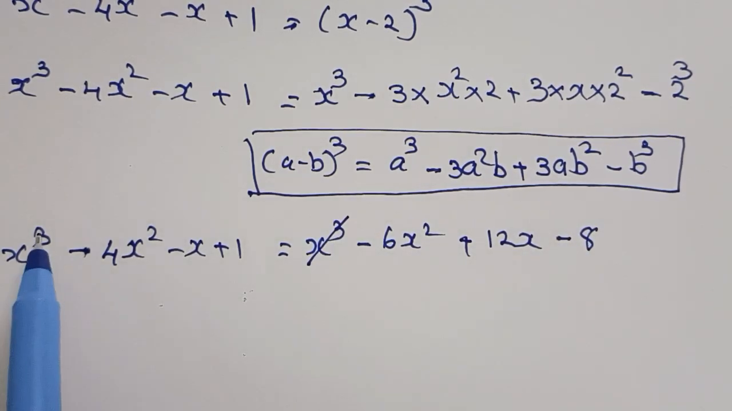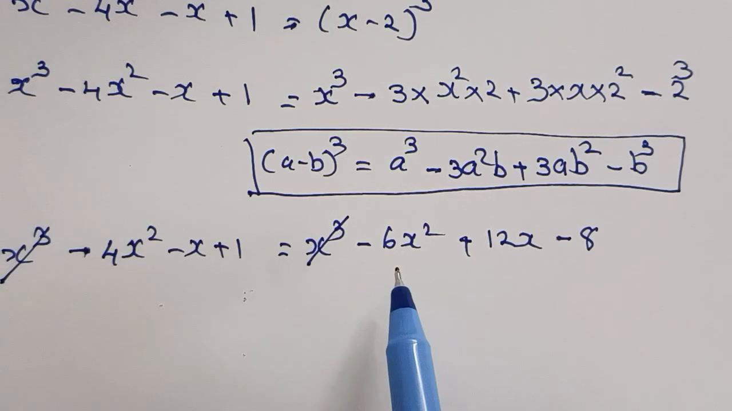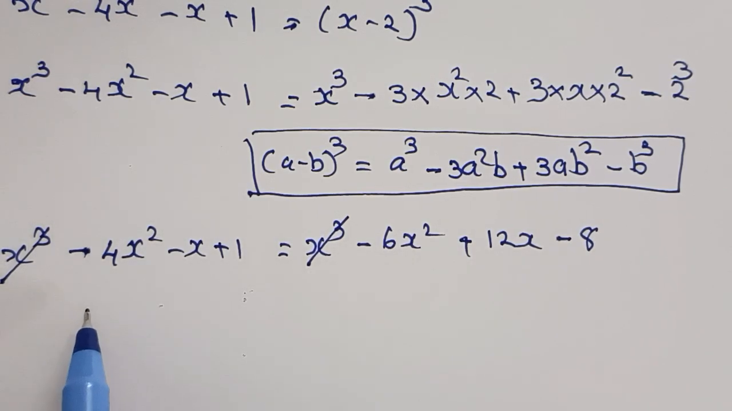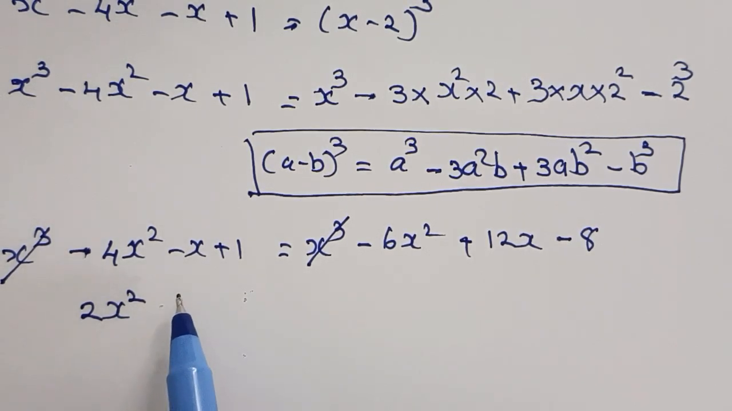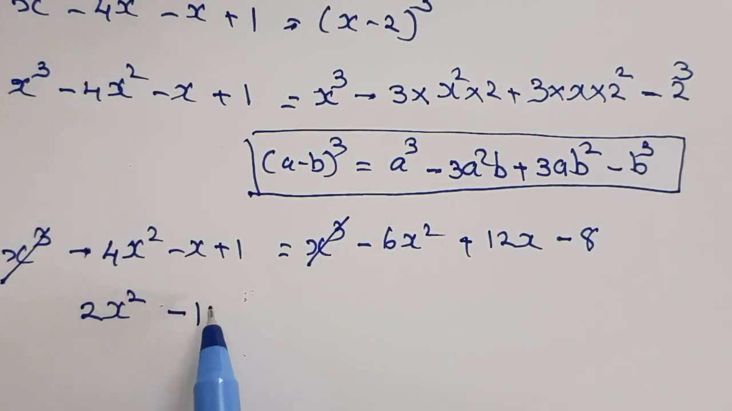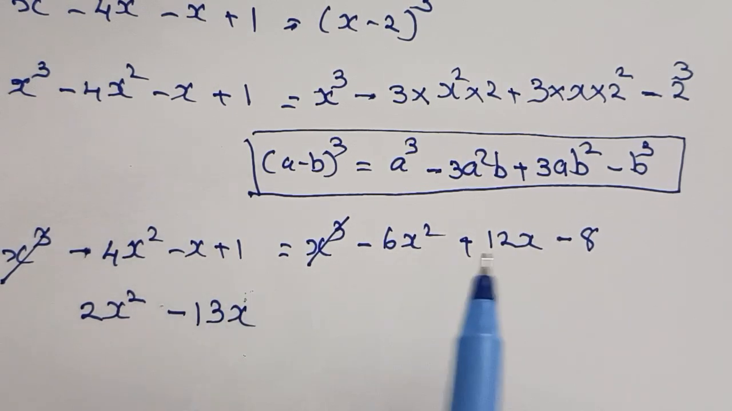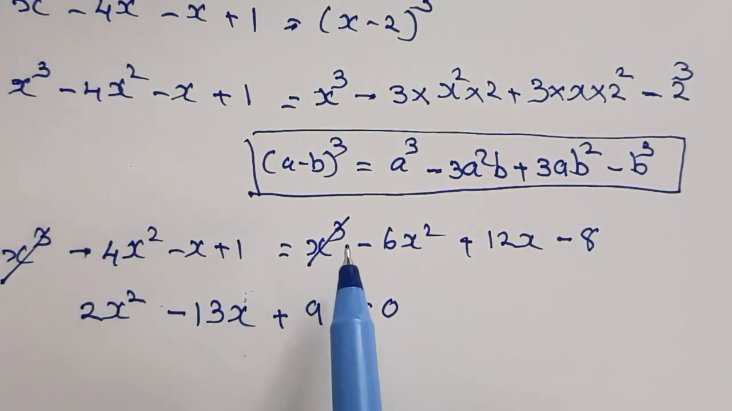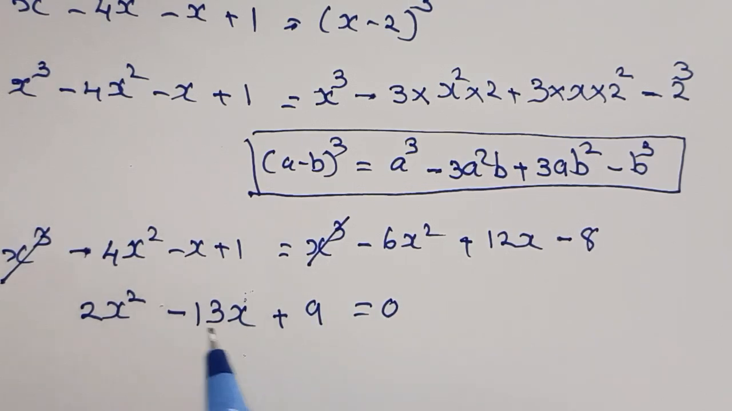Now x cube and x cube cancel. After collecting like terms, minus 4x square plus 6x square, 6 minus 4, that is 2x square. Now collecting x terms, minus 1x minus 12x, that is minus 13x. 1 plus 8, that is 9, equal to 0. After cancelling the x cube term, we get a quadratic equation. It is having degree 2, therefore it is a quadratic equation. Answer: yes. Okay. Thank you.